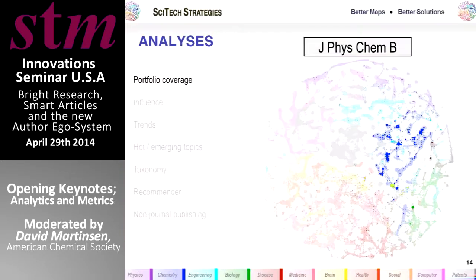Now let's look at, for instance, the Journal of Physical Chemistry B. It's a different profile, but there is some overlap with JACS. So let me go back and forth between these two. You can see that there's far less down in the medical areas, and there's a portion that overlaps with JACS there. Let me move to the next one.